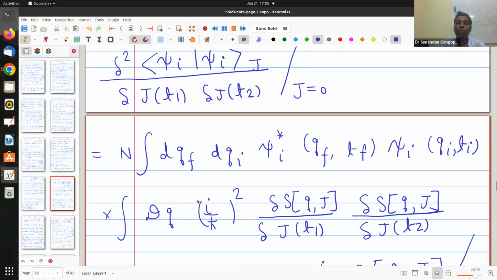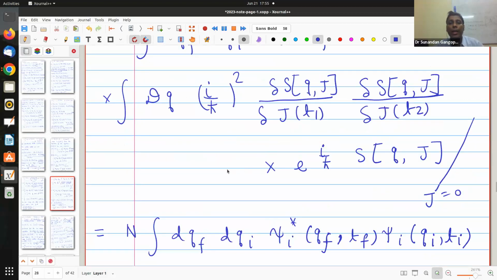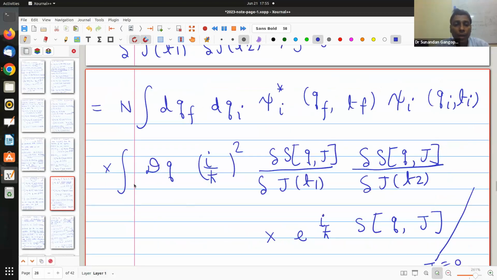If you carry this out two times and then set j to be equal to 0, the result that you will get is the following. It will be this normalization constant, integral over qf, qi, these ordinary objects. Here there are no j's, so you don't need to worry about these. And then the differentiation will touch the path integral over q, because here lies the j in the action.